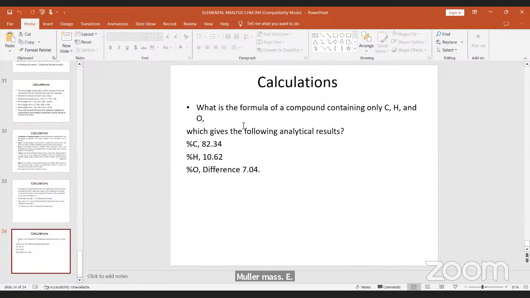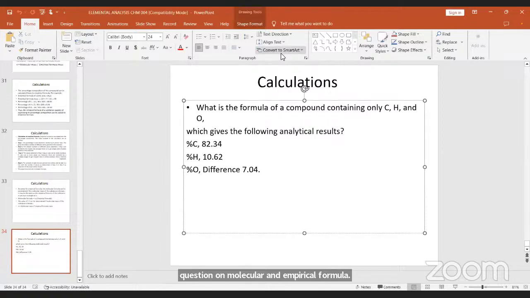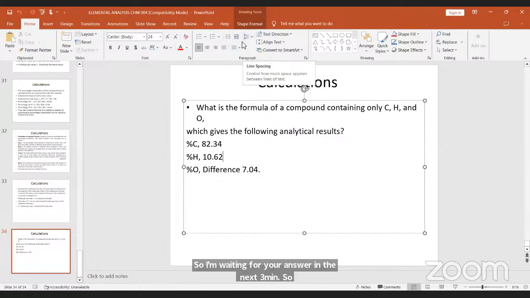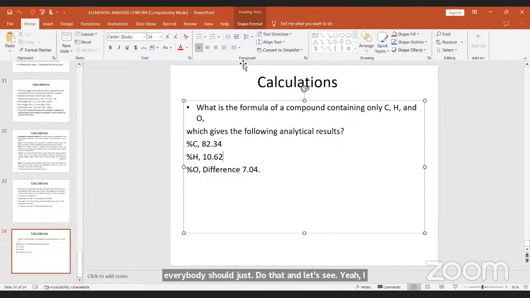This is an example. What is the formula of a compound containing carbon, hydrogen, and oxygen, which gives the following analytical result? I want you to do this in the next 3 minutes, and let's see the answer you will get based on what we just explained. Then going forward, I'm going to send a lot of test questions on molecular and empirical formula for you to read. So I'll be waiting for your answer in the next 3 minutes. Everybody should just do that and let's see the answer that you have.